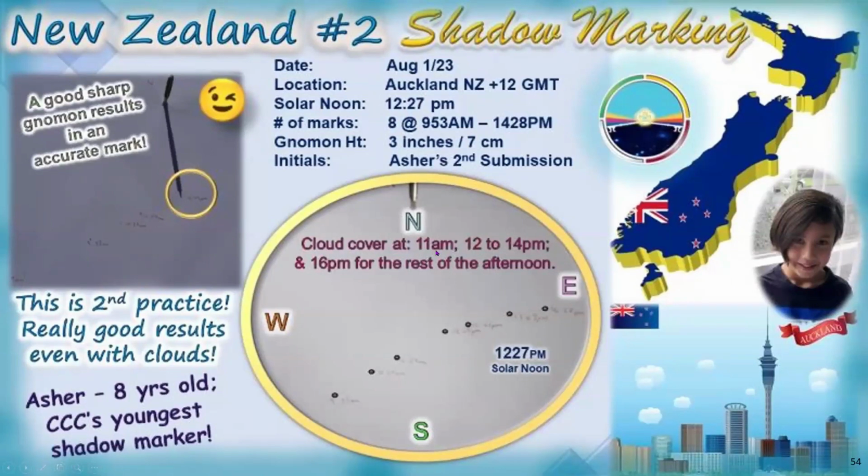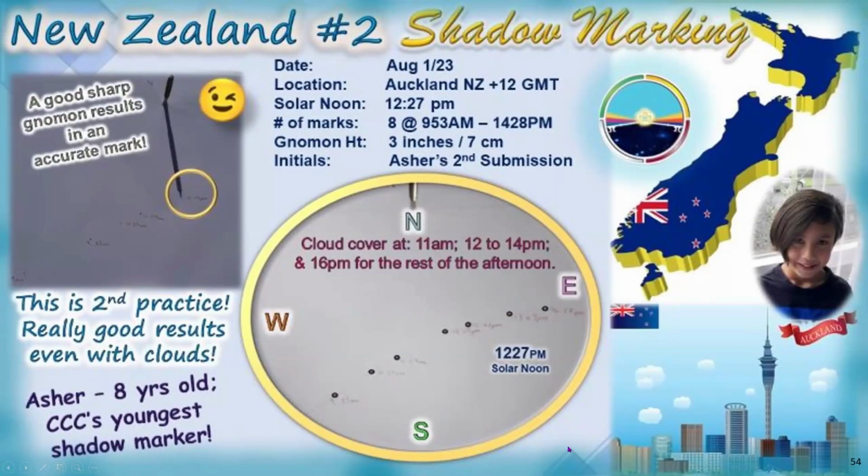There was some cloud cover around 11 and 12 to 14 p.m. So they made some notes that when you have clouds, you can't mark. There's no way you can mark. You just have to wait till the next time. But even so, even though that mark was missing, you can still see the curve.